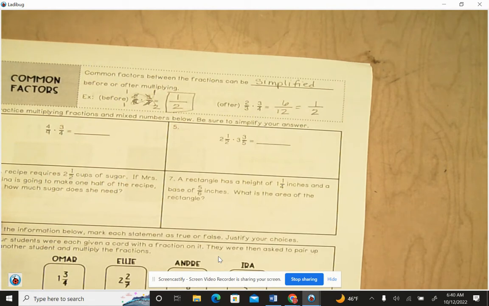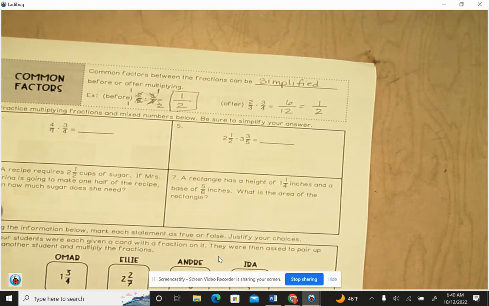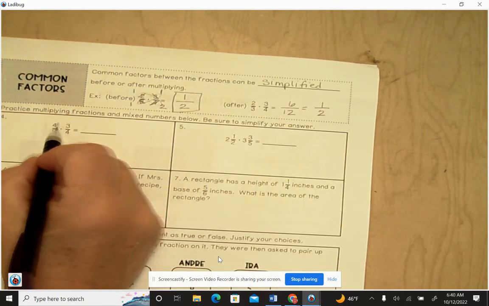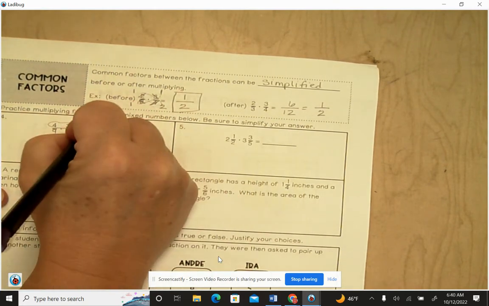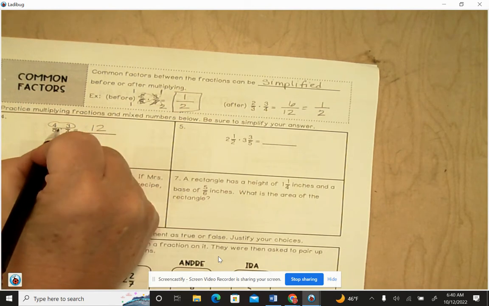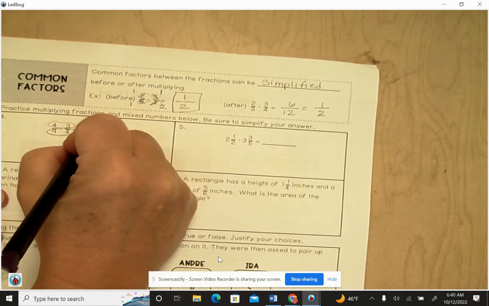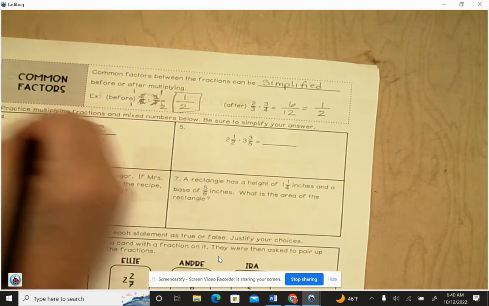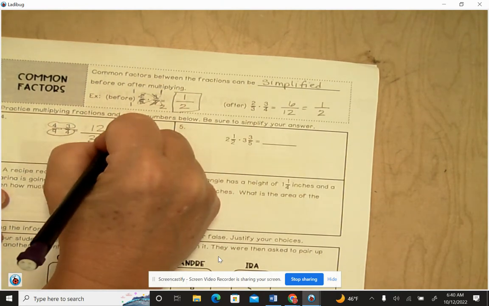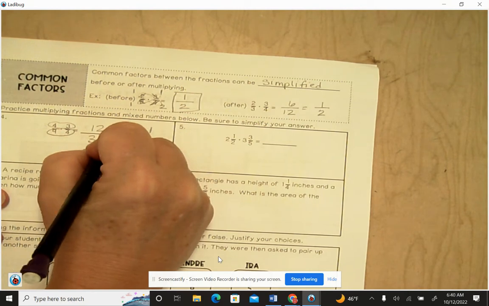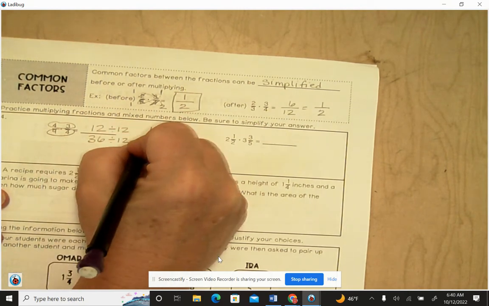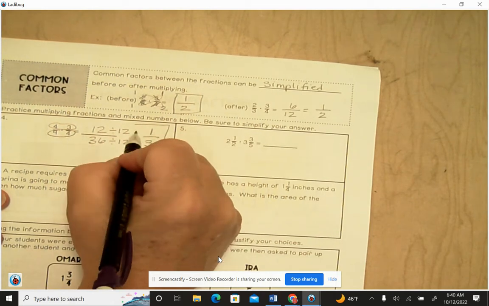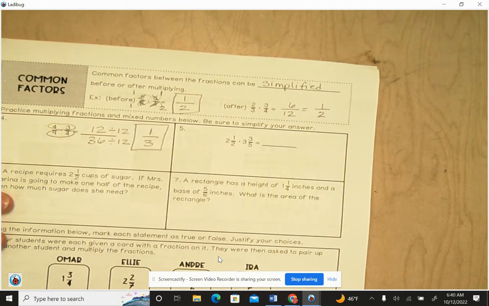Okay? So practice multiplying the mixed numbers below, and be sure to simplify your answer. All right, 4 times 3 is 12, and 9 times 4 is 36. What number goes into both of those? 12. So if we do 12 divided by 12, we get 1. 36 divided by 12, we get 3. So your simplified answer is 1/3.